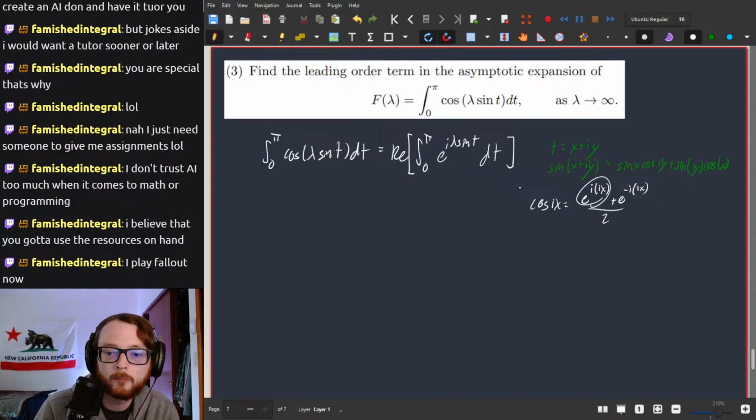This becomes e to the minus, that becomes e to the... Okay, yeah, so that is cosh. This should be i sinh?